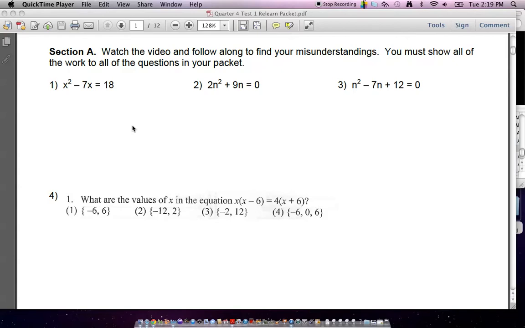Now you know how this works. I'm in a rush, so I'm not going to explain it to you. I'm just going to go through and do section A, and then we'll do that for part one, which is right here. Let's see here.